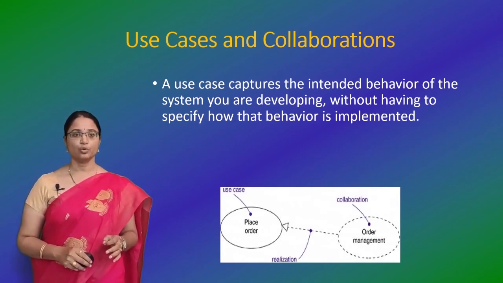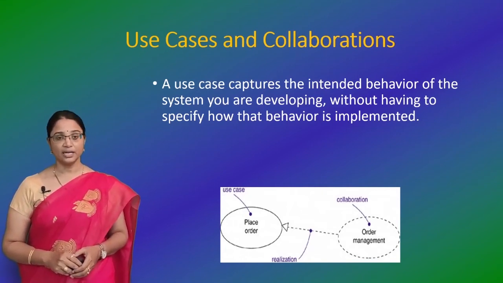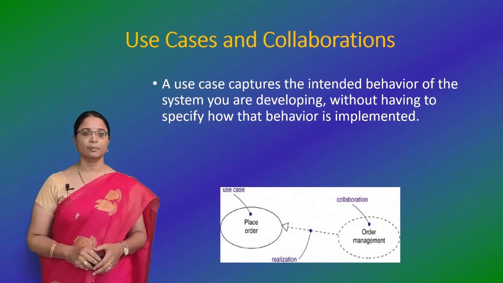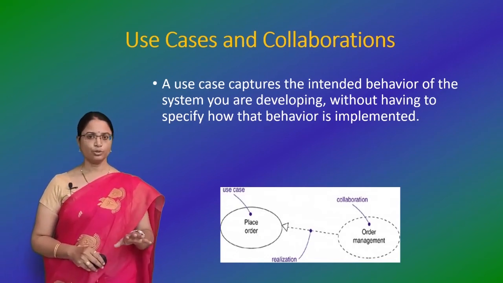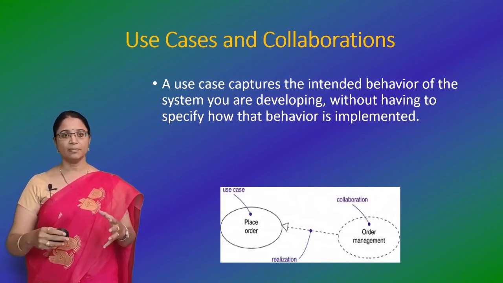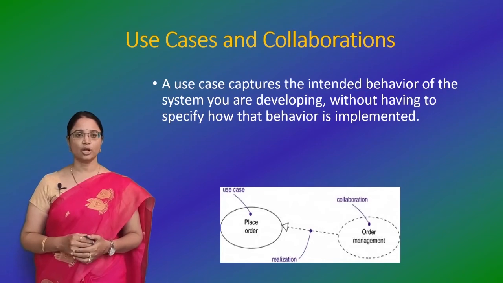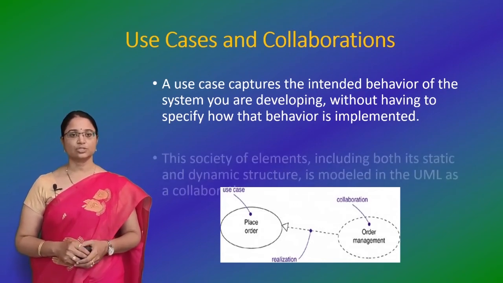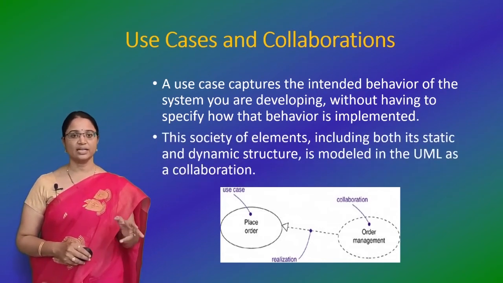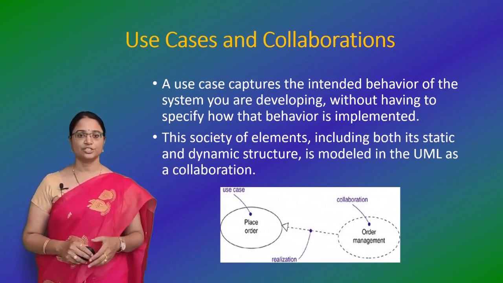Ultimately, however, you have to implement your use cases, and you do so by creating a society of classes and other elements that work together to implement the behavior of the use case. I told you that collaboration is nothing but combining all the elements to work together. So here use cases are realized by collaborations, and this society of elements, including both static and dynamic structures, is modeled in the UML as a collaboration.